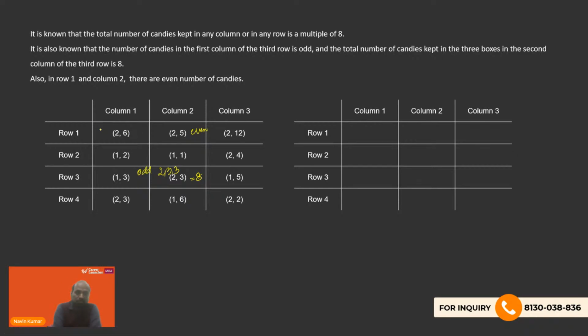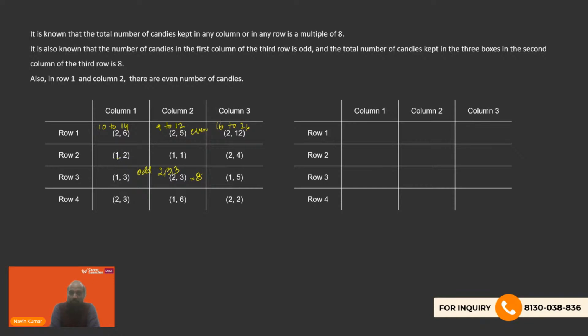So if you look at the first row, first column, the least number of candies we can have is when we have 2, 2, 6, which is going to be 10. And the maximum number of candies we can have is 2, 6, 6, which is going to be 14. Similarly, in column 2, first row, minimum is 2, 2, 5, which is going to be 9, and maximum is going to be 2, 5, 5, which is going to be 12. Column 3, minimum is 2, 2, 12, which is going to be 16, and maximum is 2, 12, 12, which is going to be 26.